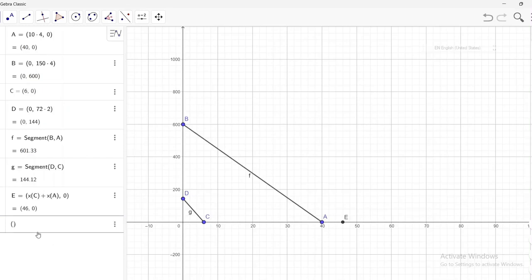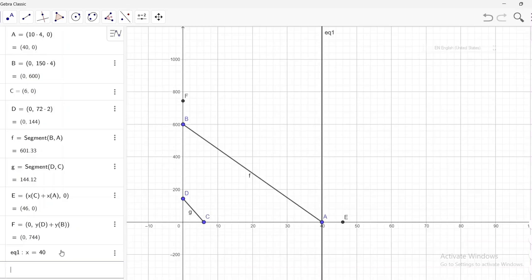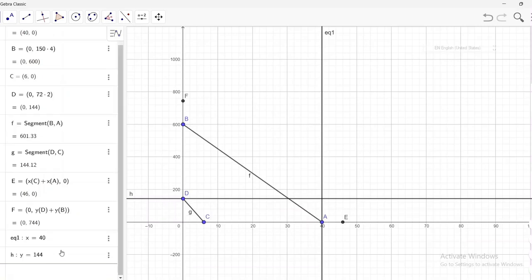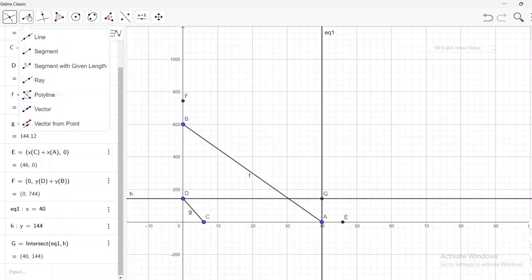Similarly, on the y-axis, 0, y coordinate of D plus y coordinate of B. Now in order to draw the production possibility curve, you need one more point. So we'll draw x equals the x coordinate of A, and then y equals the y coordinate of D. I'm not going to explain why I did so, because I've already explained this in the previous videos. If you're not clear about the concepts, please go back to those videos and then come back here. So this is our intersection point, and now we need to connect this.